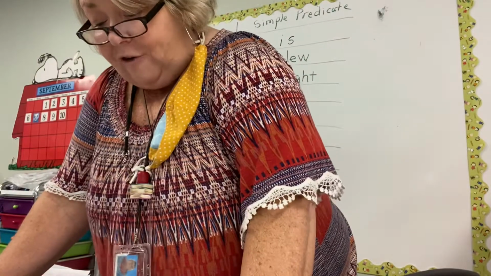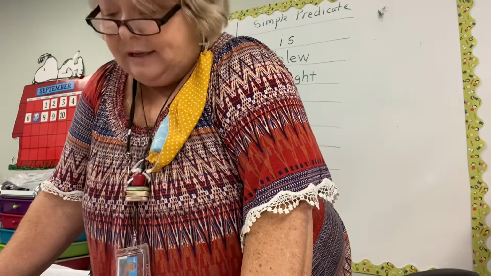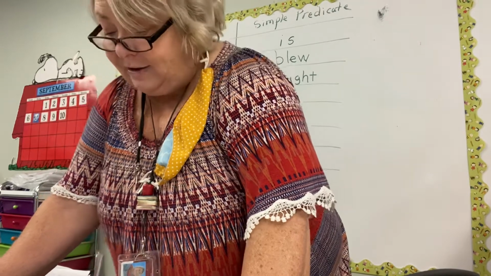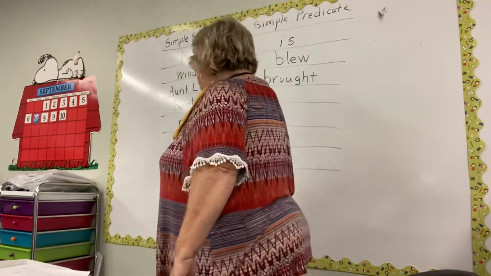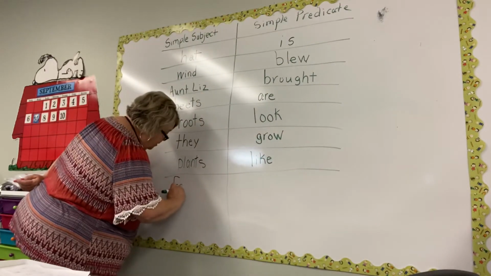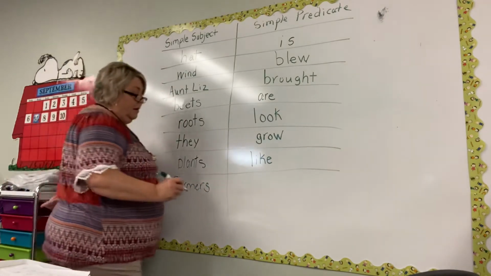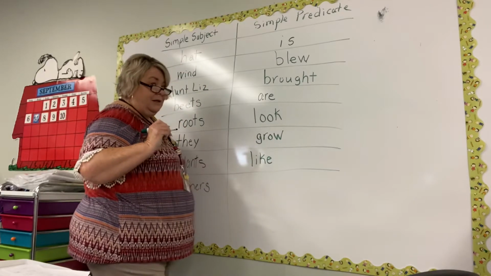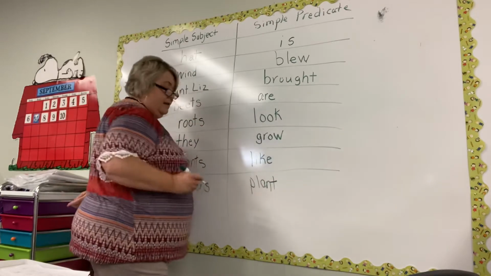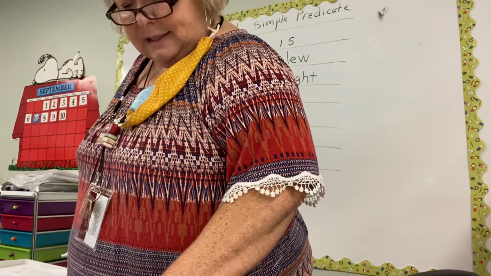Number 5. Farmers plant beets in the spring. Hassan, where would we divide that? Between farmers and plant. Very good. And Hassan, what is the subject of that sentence? Farmers. And what is the verb? The action word. Plant. Very good. The simple predicate is the verb. Farmers plant.